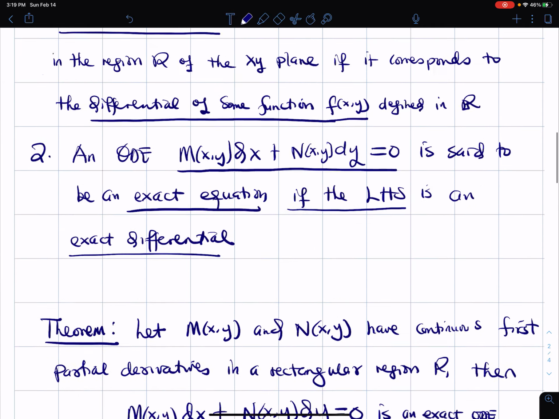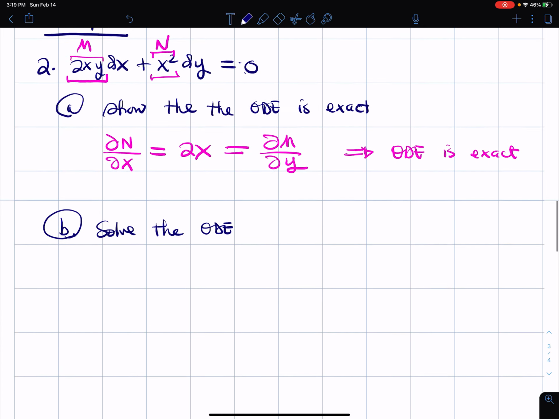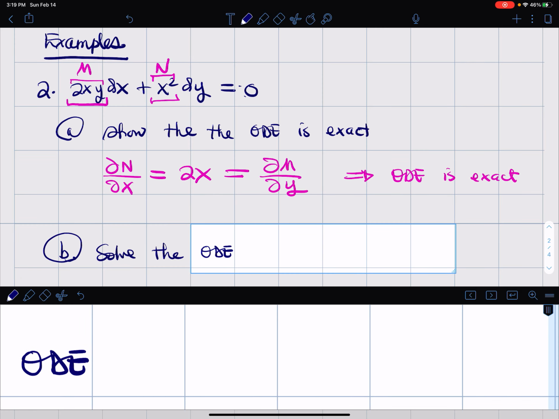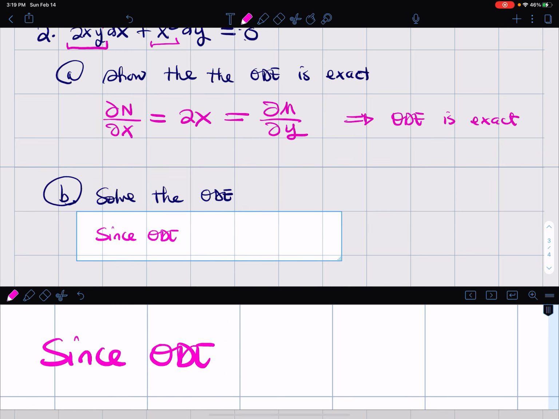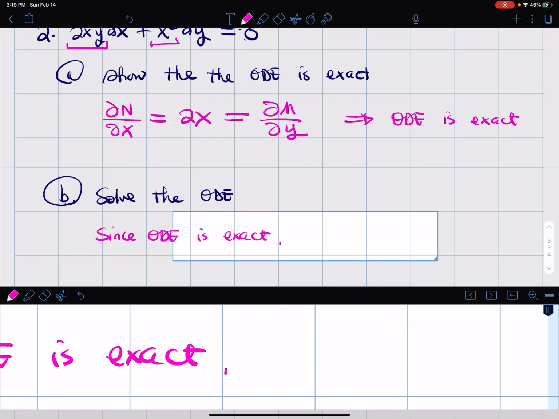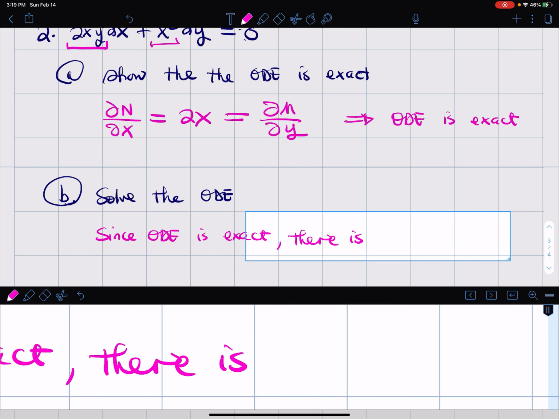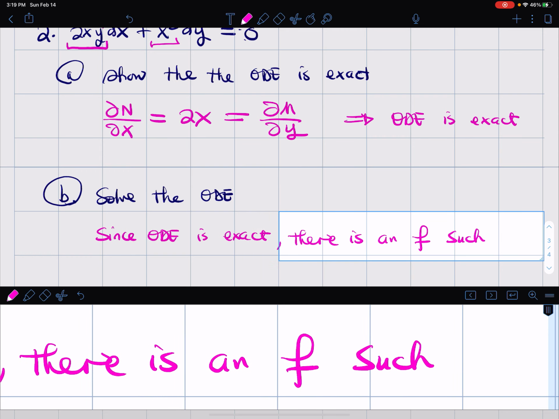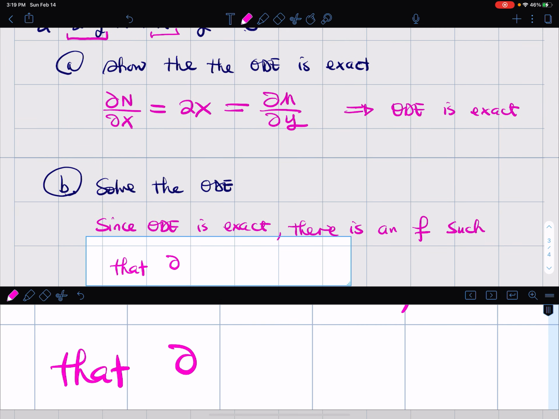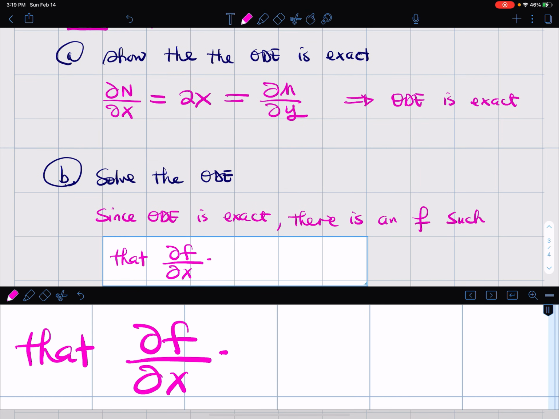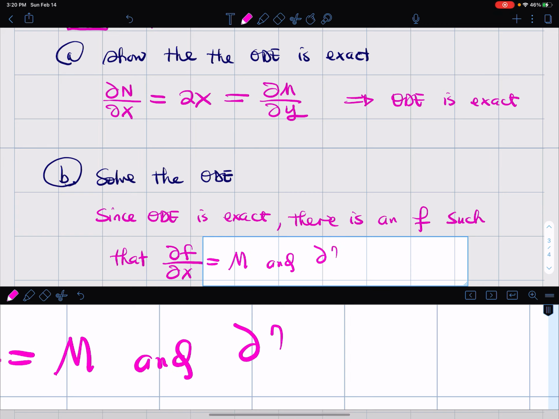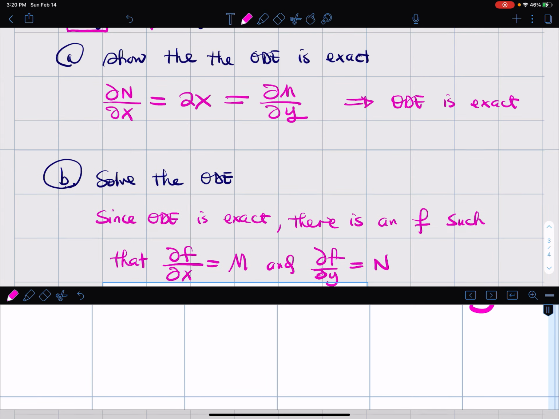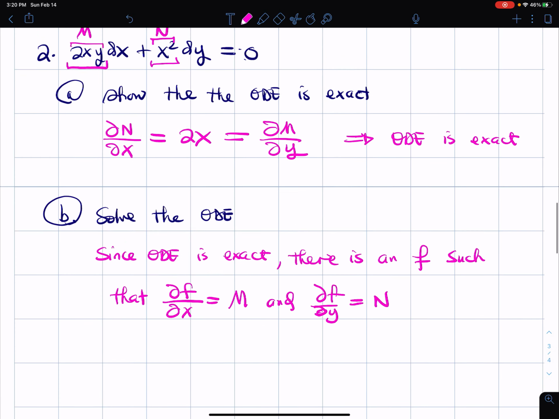Let's forget about the first example we did. Just assume you didn't know what was going on in that example. Let's assume we didn't know the F. Since this ODE is exact, there exists an f such that df/dx is equal to M, and df/dy is equal to N. So we're going to use this to now get what f is.